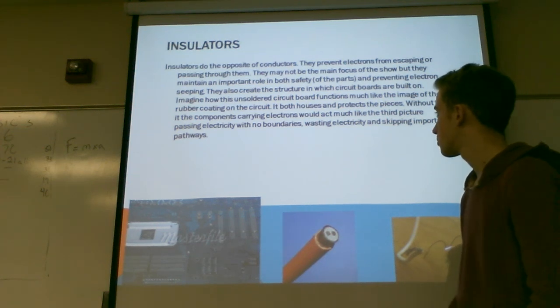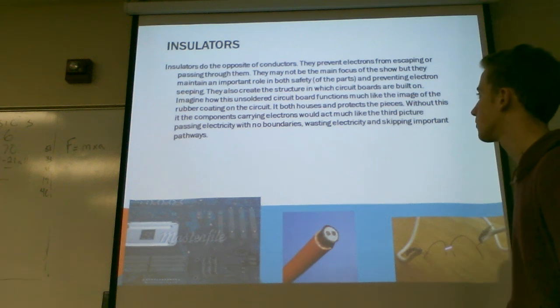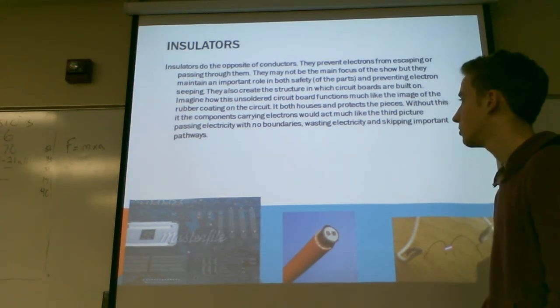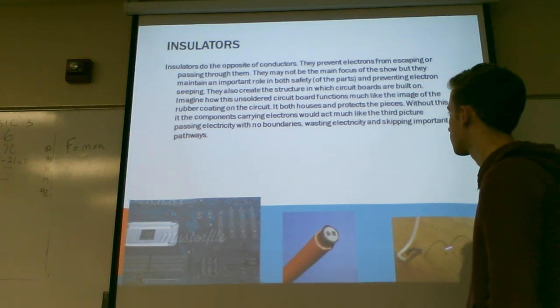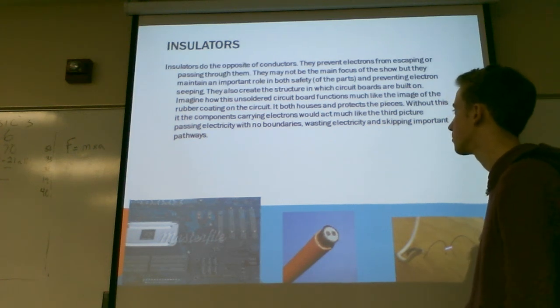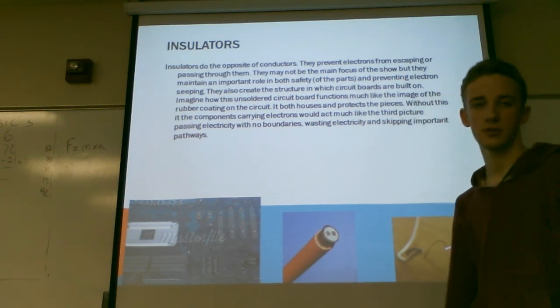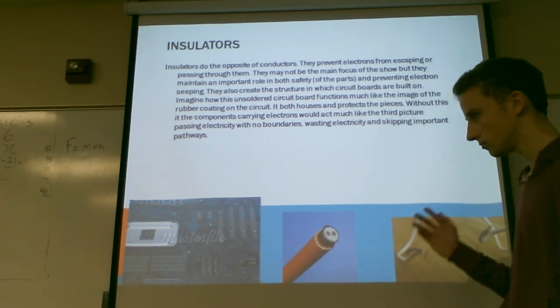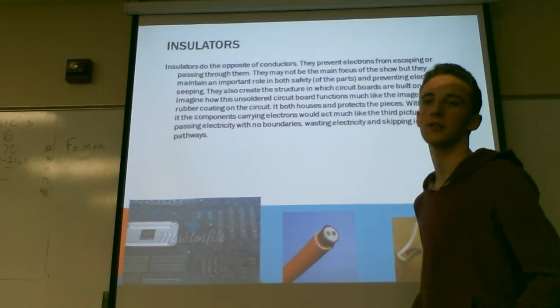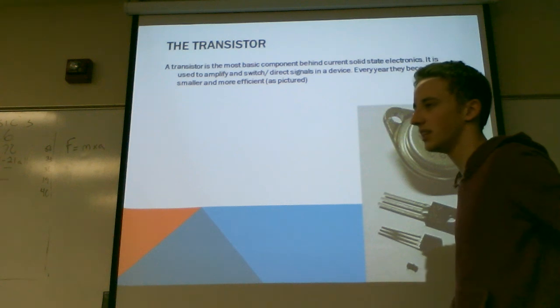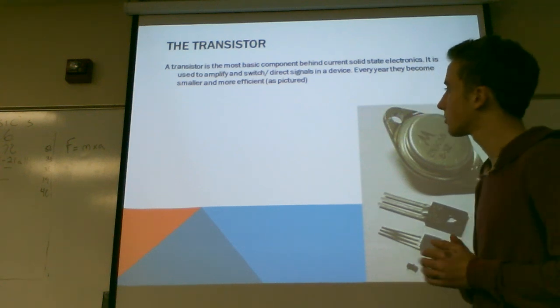Imagine how this unsoldered circuit board functions much like the image of the rubber coating on the circuit. It both houses and protects the pieces. Without it, the components carrying the electrons would act much like the third picture, passing electricity with no boundaries, wasting electricity and skipping important pathways. Being very dangerous. It's almost unfiltered electricity, I guess. I mean, the data wouldn't go along properly.